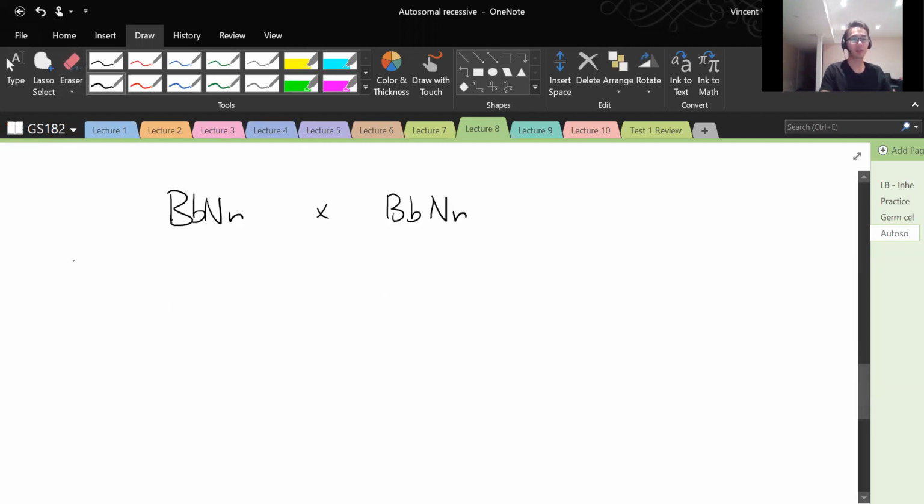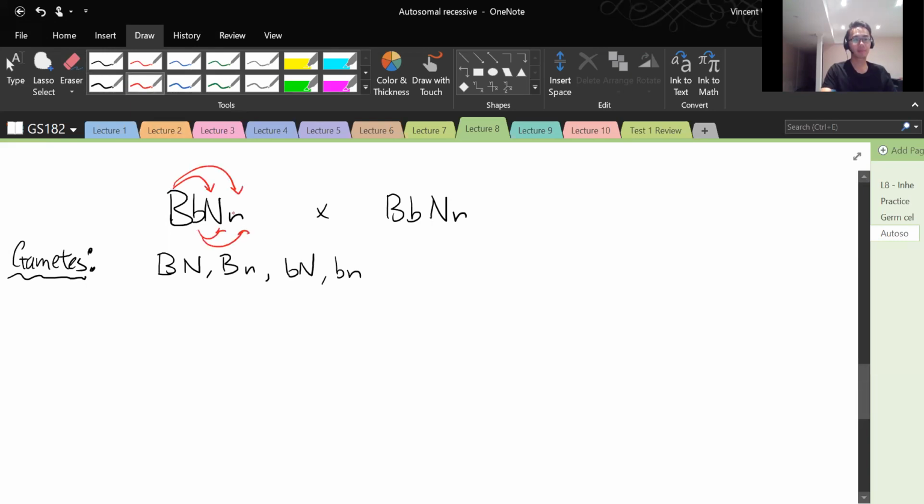Okay, so let's write out the possible gametes. What are the possible gametes? Over here. The possible gametes are big B, big N, big B, small n, small b, big N, and small b, small n, right? Like this, right? And the exact same thing for this one. So we're gonna have a really big chart.